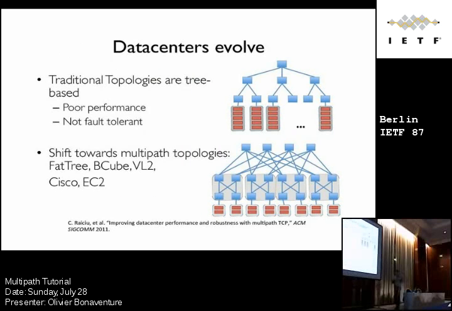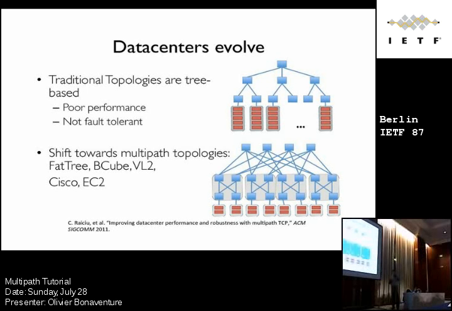So that was in the lab. So in the lab, things work well. What happens in a data center? So if you look at the evolution of data centers, we know that in most data center topologies, we have multiple paths available. Can we exploit these different paths?